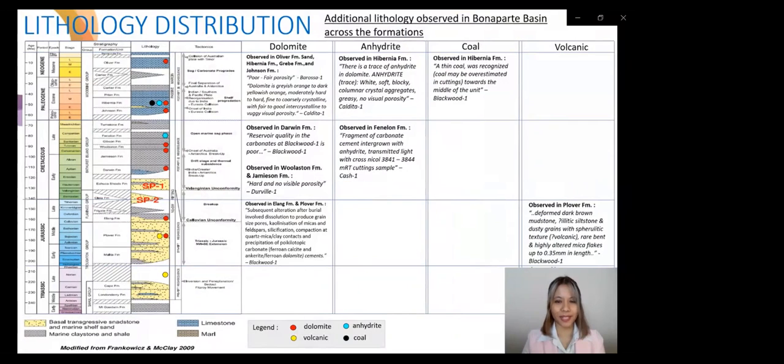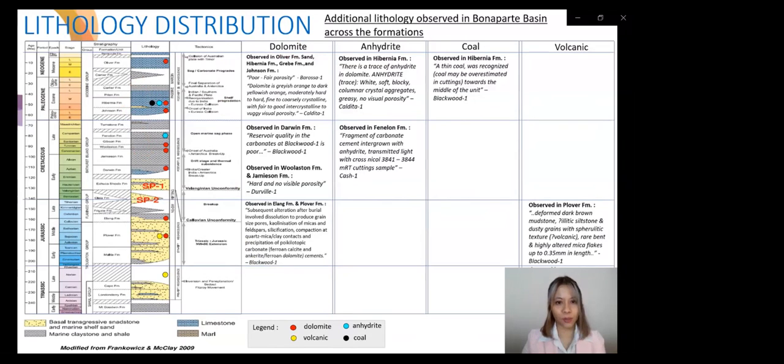Here's another way of presenting the lithological data, which is across the formation. From the left, you can see a stratigraphic chart. This is to show you where the sandstone, the claystone, and the limestone are in which formation. And as we go to the right, we can see tabulated information of additional lithologies such as dolomite, anhydrite, coal, and volcanic. Now, let's summarize this table together.